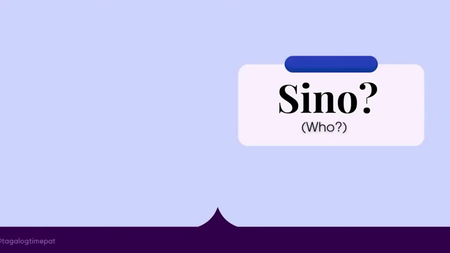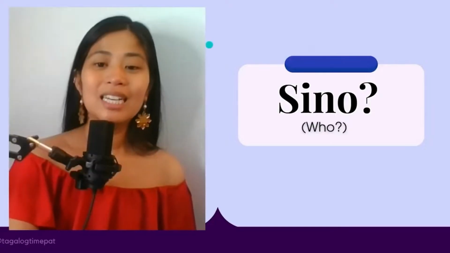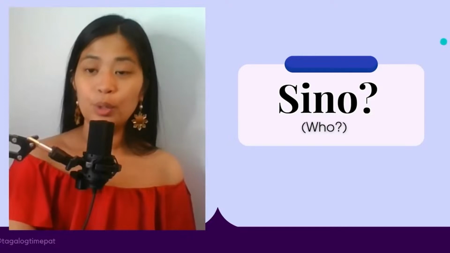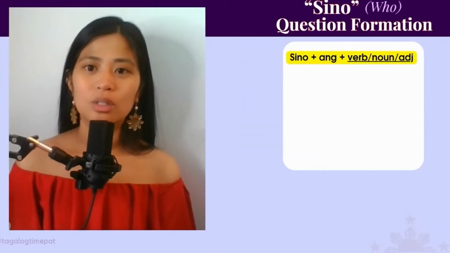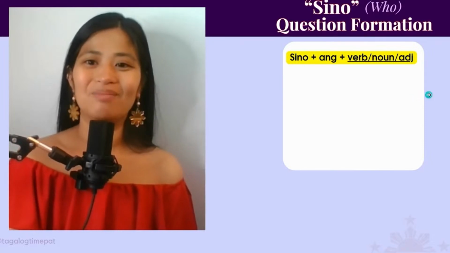Okay, so the next question word we are going to learn is sino, and that means who. So these are the different ways sino is used. Sino plus the word ang, then it's a verb, a noun, or an adjective. So it's easy because you just have to use sino ang, and then you just fill in the end with a verb, noun, or an adjective.